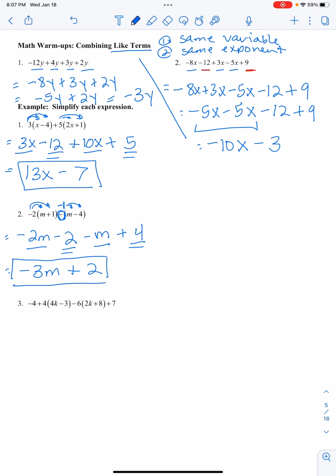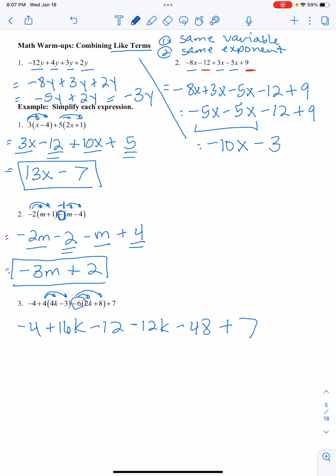Last one, negative 4 in front. We're just going to carry down. The next 4 is sitting right in front of that grouping symbol, so we're going to distribute. So we get plus 16k minus 12. Negative 6 is going to be distributed, so we get negative 12k minus 48, plus the 7 comes on down.